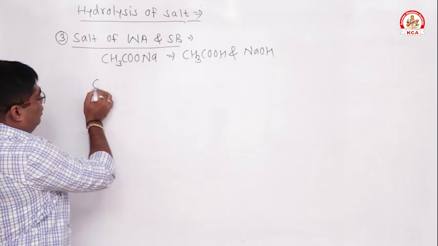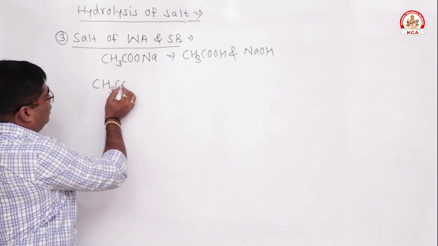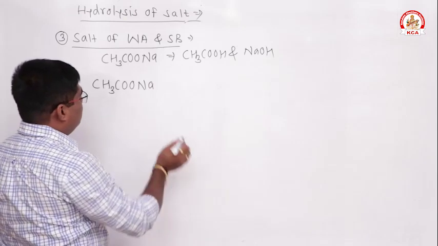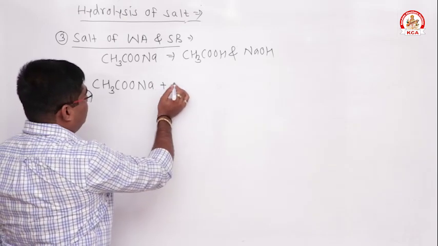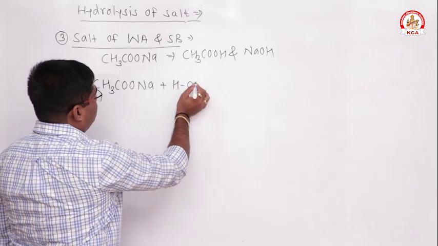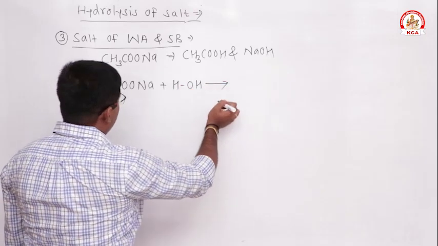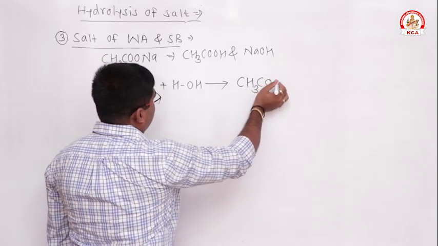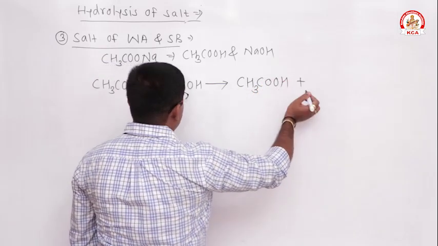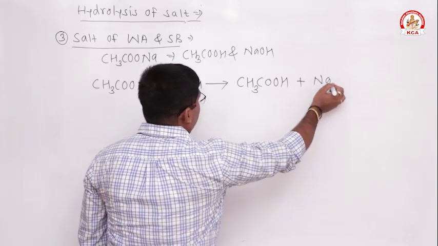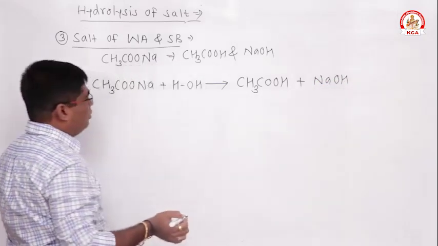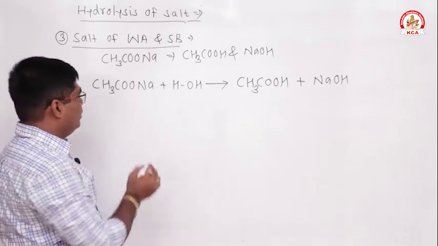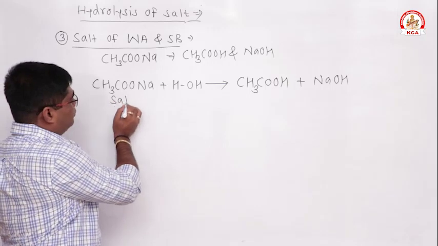Now consider its hydrolysis. CH3COONa, this is the sodium acetate. React with water. It gives CH3COOH and then NaOH. कुठलाही सॉल्ट वॉटर सोबत रिॲक्ट झाल्यानंतर तो काय देईल? ॲसिड आणि बेस.